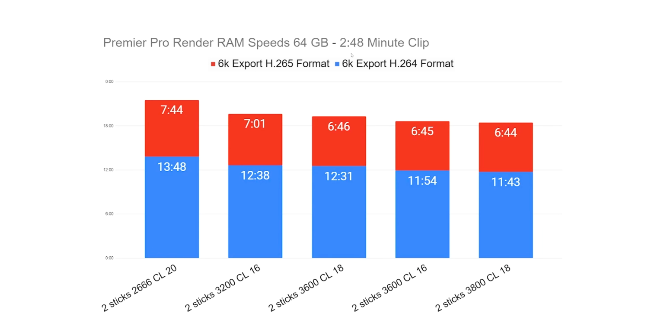And we do see the results with the longer clip at 2:48. We actually see the big difference here. I see a drop right away from the non-XMP into the XMP territory, and that's a good 45 seconds on the .265. For the H.264, you see over a minute of difference, and then it starts to stabilize and flow out at a general decrease as we continue to go up to 3600 CL18 and then 3600 CL16.